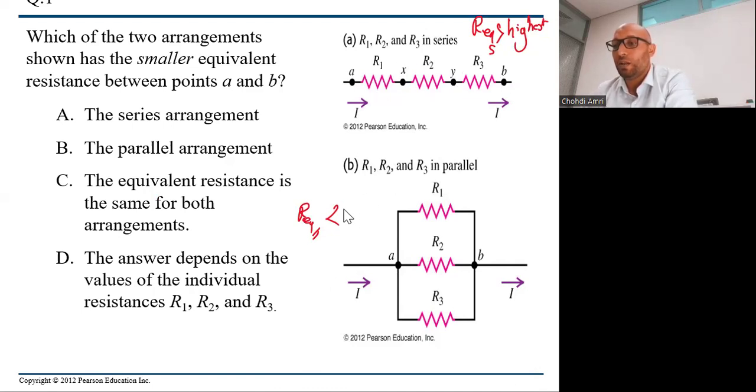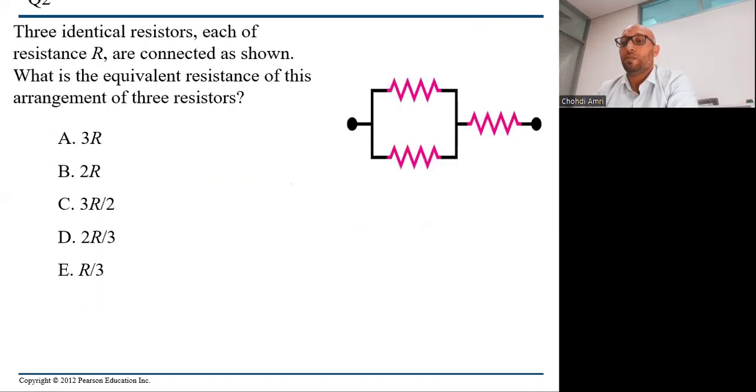And for the parallel combination, R equivalent is smaller than the smallest. Good. He's asking for the smaller equivalent resistance, so of course the parallel combination gives the smaller equivalent resistance. Let's move to the second. Three identical resistors, each with resistance R, are connected as shown. What is the equivalent resistance in this arrangement?